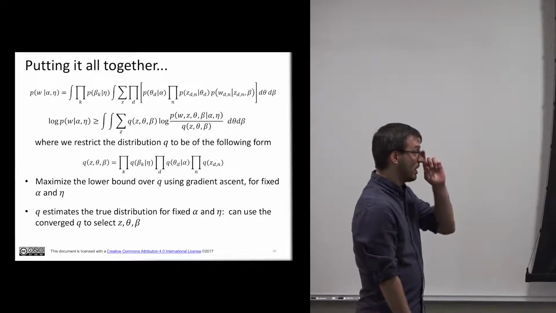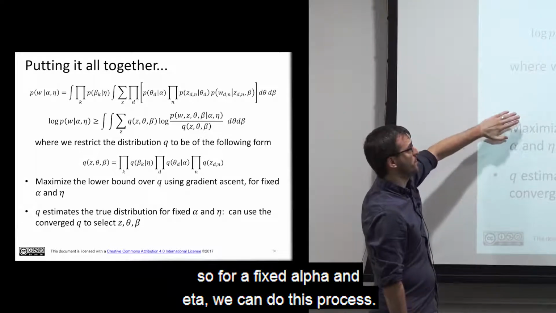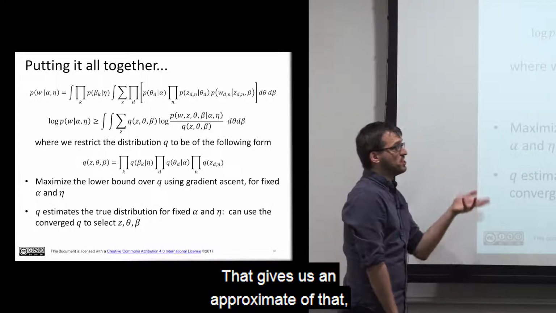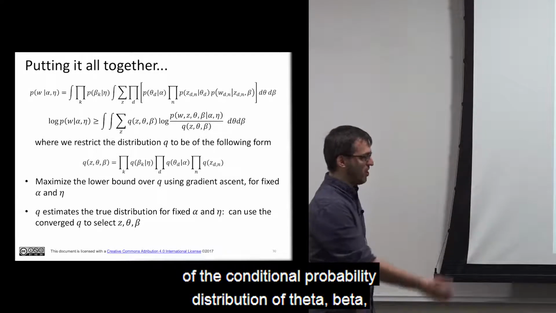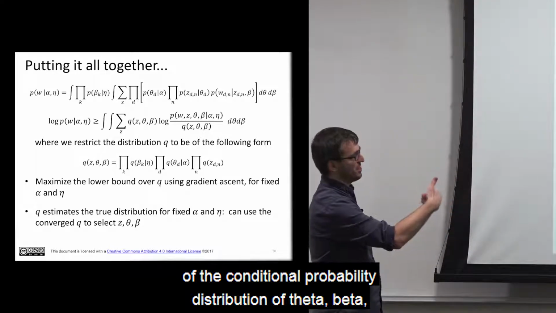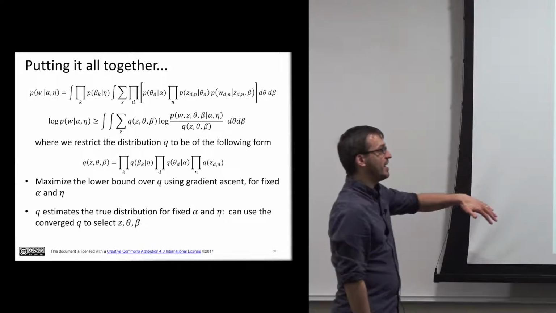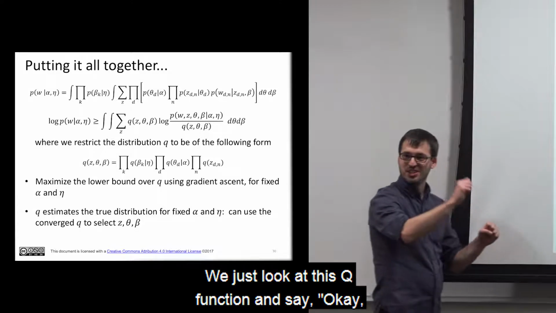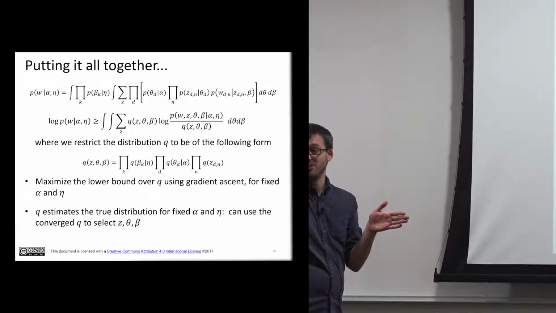Okay. So once we've done that process for a fixed alpha and eta, it gives us a Q back. That gives us an approximation of the conditional probability distribution of theta, beta, and z conditioned on W. We can use that to estimate the optimal z, theta, and beta. We just look at this Q function and say, okay, I'm going to maximize the pieces separately. It's easy because they're all independent here.